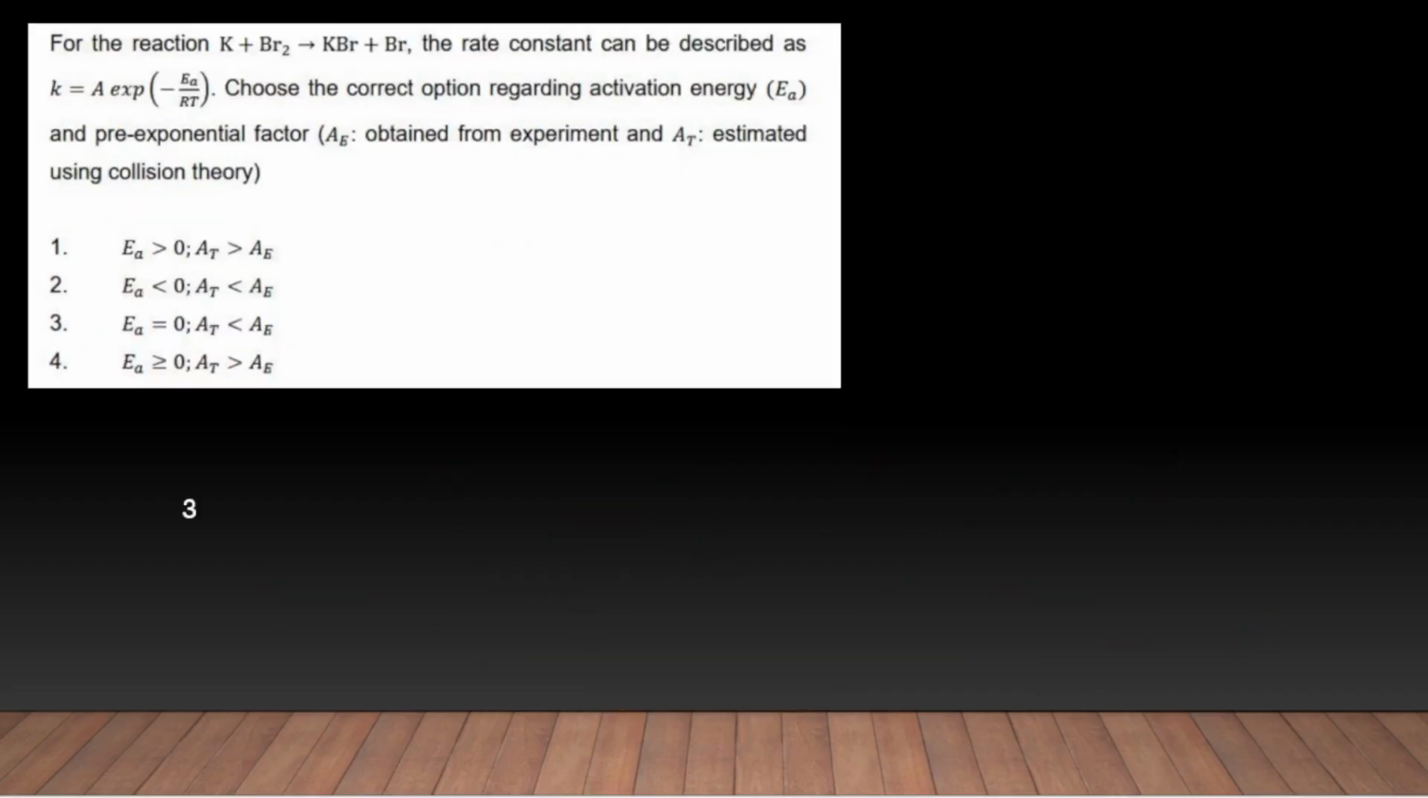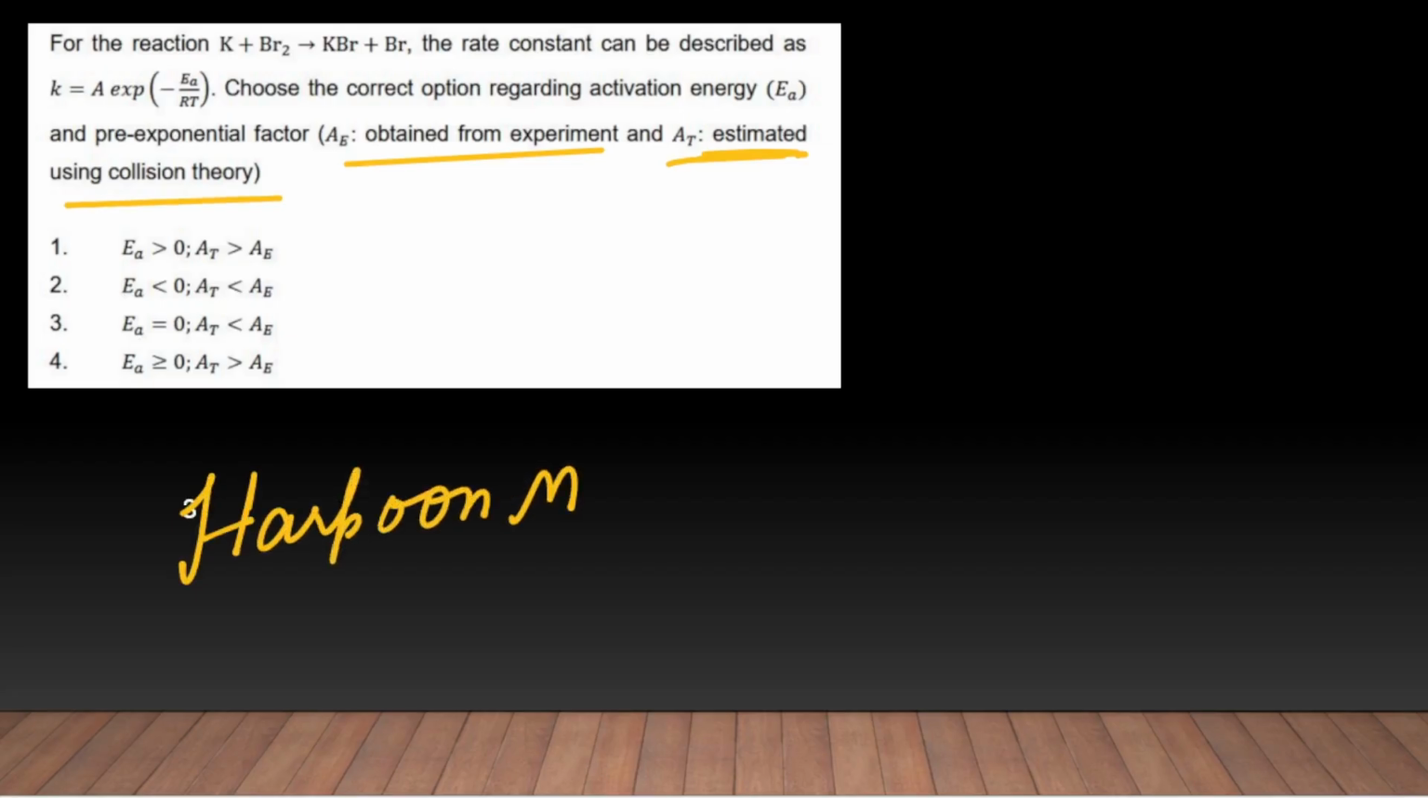Next question is this one. It says for a reaction K plus Br2 giving KBr plus Br, the rate constant is described by this. Choose the correct option regarding the activation energy and the pre-exponential factor, where AE is obtained from the experiment, and AT, the pre-exponential factor, is obtained using the collision theory. So this question is from the harpoon mechanism.